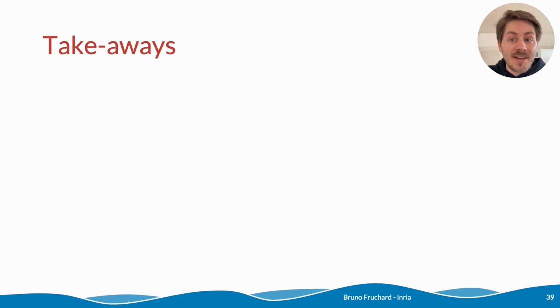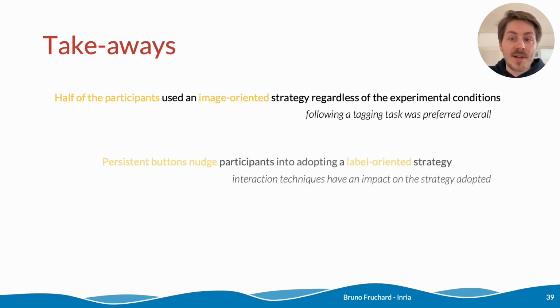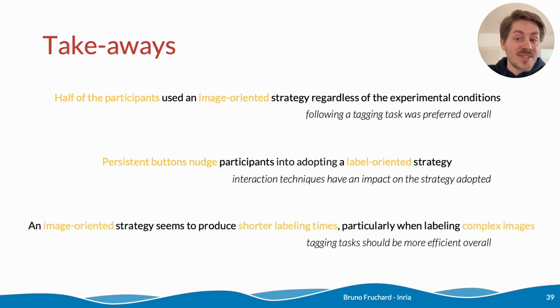To summarize, we found evidence that half of the participants used an image-oriented strategy regardless of the experimental conditions, indicating that tagging tasks are preferred overall. Using persistent buttons seems to nudge participants into using a label-oriented strategy, as it facilitated going from one image to the next without clicking a button again. Hence, an image-oriented strategy produces shorter labeling times compared to a label-oriented strategy, especially when labeling complex images.